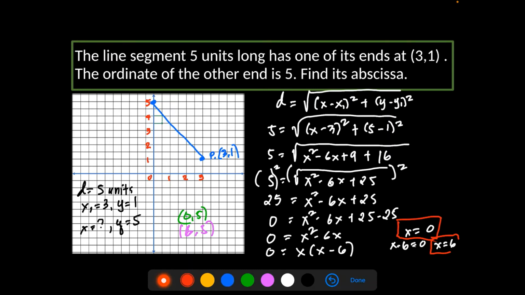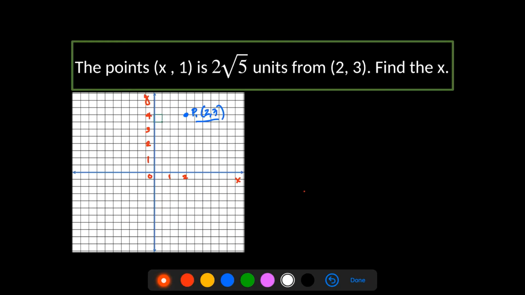Okay, but I think this is 4 and this is 5. So I leave it to you. You plot (6, 5), and that will be the second answer, the second line, or the possible line that is 5 units away from point 1.